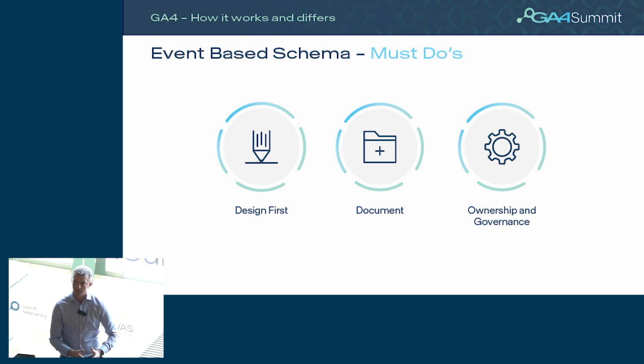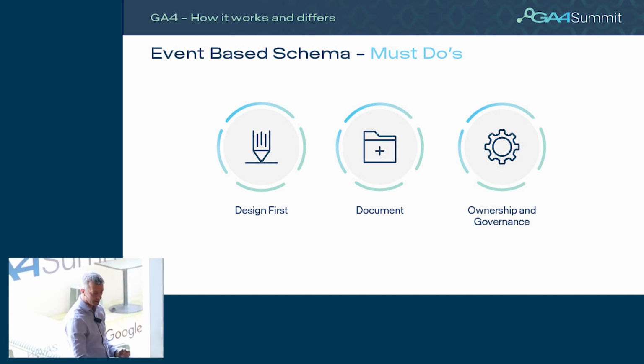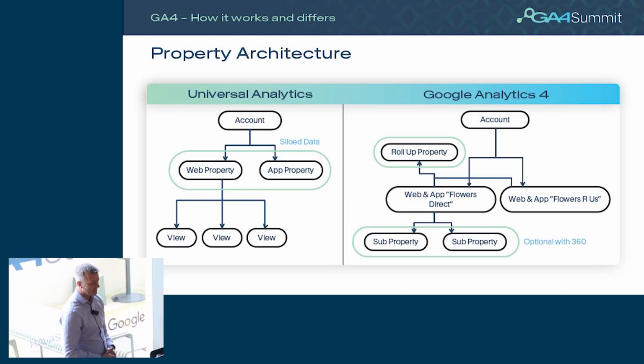It needs to be documented so everyone knows what's going on. And the biggest thing really is to make sure you put a bit of ownership and governance in everybody's businesses, because without that, you do get Tom in marketing and Fred in an agency adding things and asking for things, and it needs to be controlled really. So big tip and a big change, because UA didn't suffer from the same problems that GA4 might do if you don't do this. So next point, property architecture.